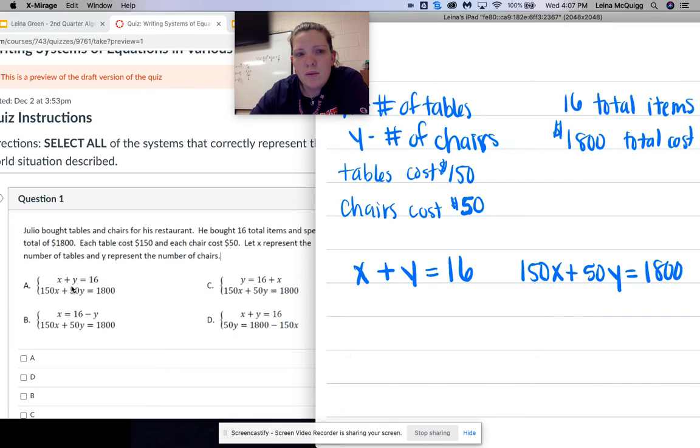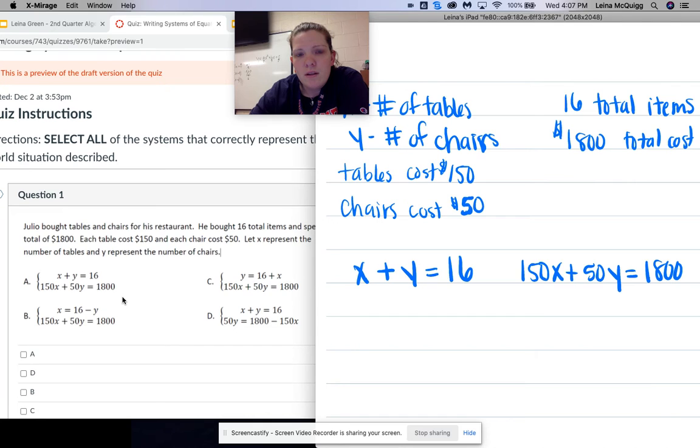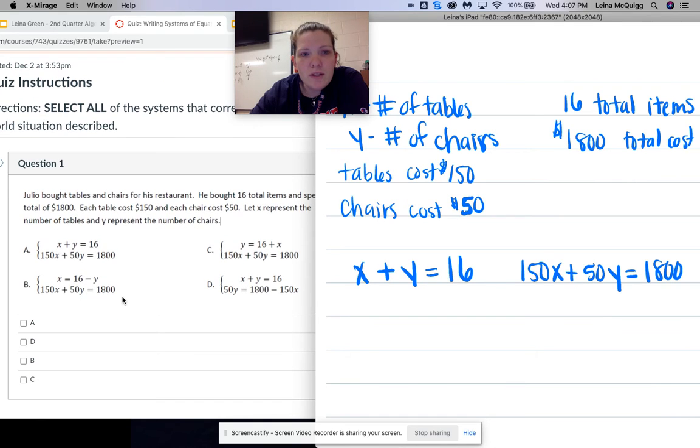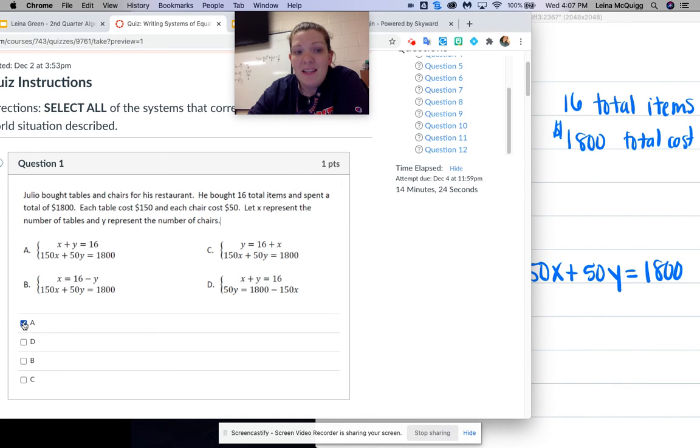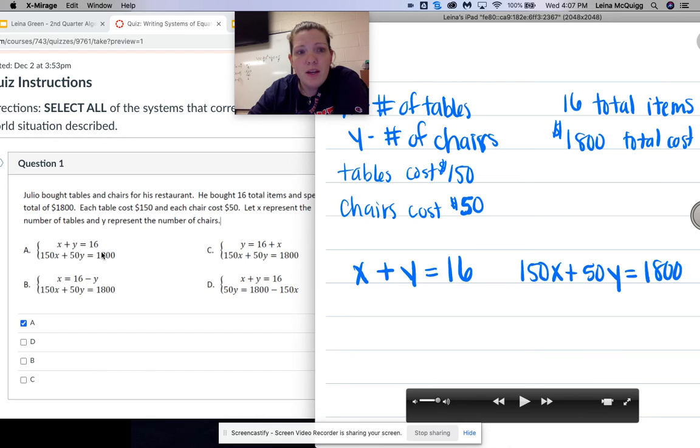Oh, are we with the y right? Oh, I see. We have more than one answer choice here. Okay, so which of these can represent the number of chairs? So x plus y equals 16. 150x plus 50y equals 1,800. So A, that's the same. Okay.